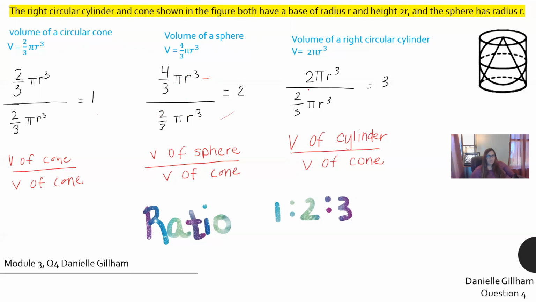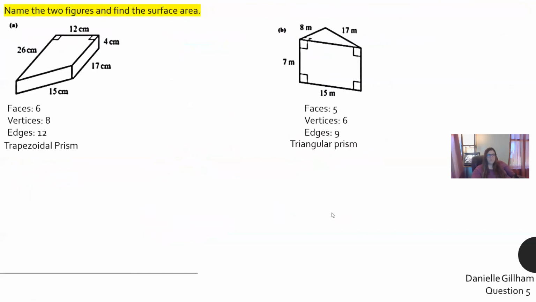So then over here you have 2 over 2/3, because the volume of your right circular cylinder is 2 times pi r squared, or cubed, sorry. And so that's going to be equal to 3. So when you do a ratio of volume of a cone to volume of a sphere to volume of a cylinder, you're going to get 1 to 2 to 3. It's not that hard.